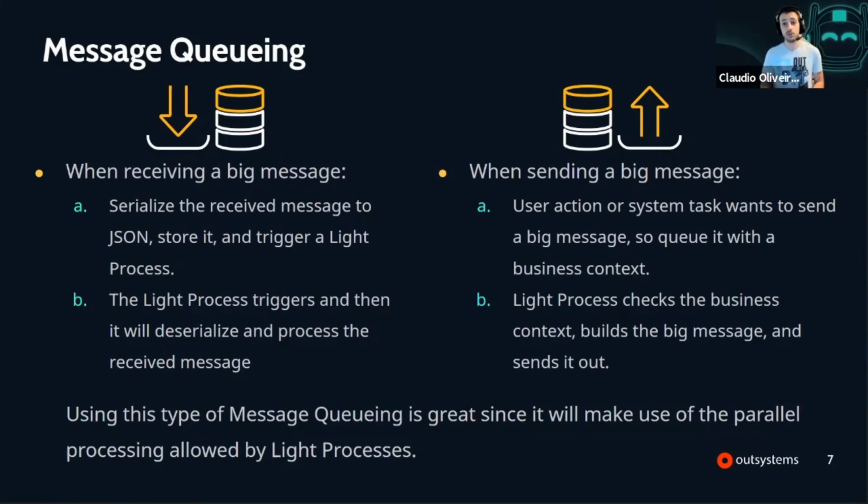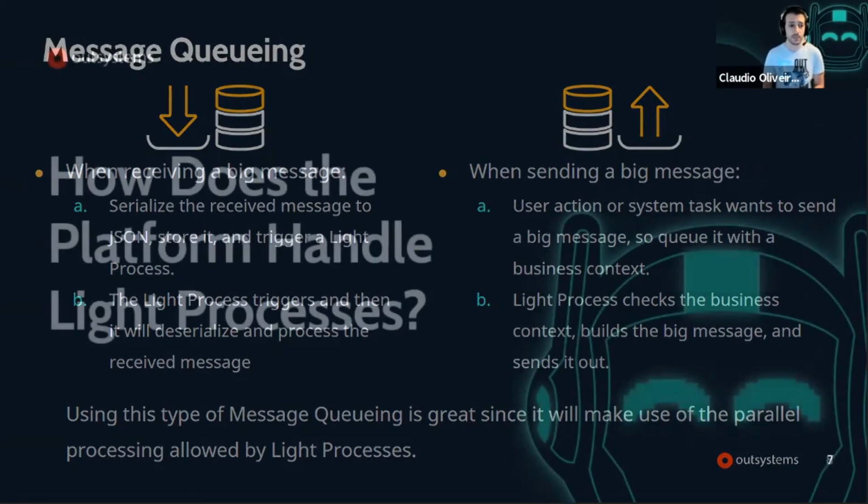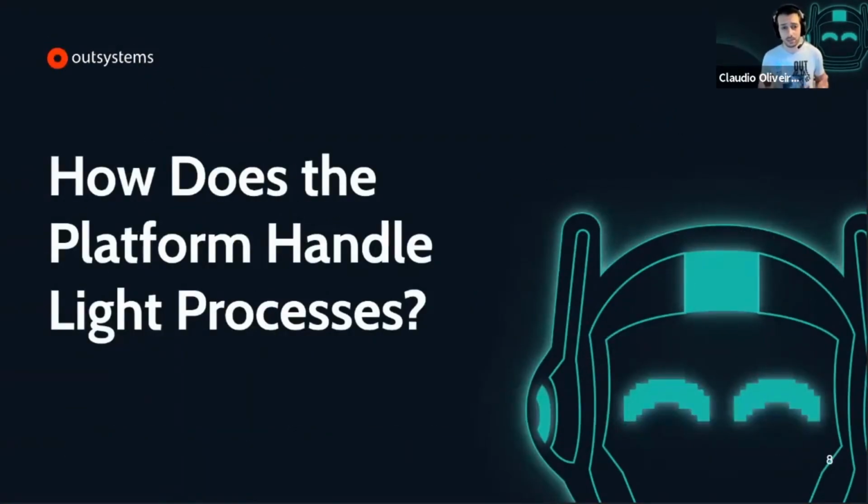And well, to make this approach more robust and efficient, you could extend the entity used to trigger this light process with a number of times that the light process failed, or an error message, and then you can keep control of the last time that it failed. Why did it fail? How many times did it fail? But actually, I will also show this a little bit further in this session. But now, how does the platform actually handle these light processes internally?